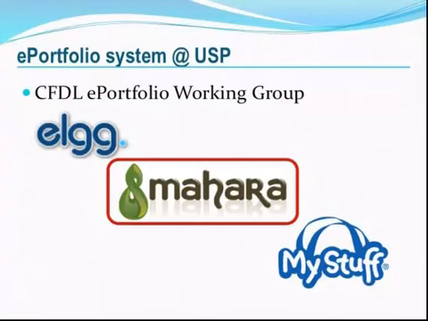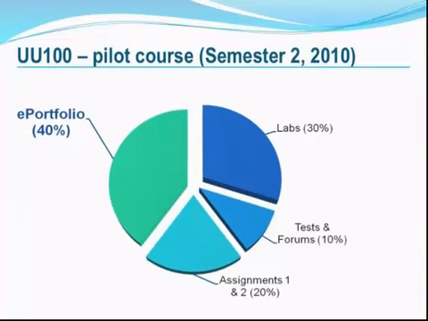The UU100 is a generic compulsory undergraduate course which looks at information, communication, and literacy. It was the first time being offered at USP, and ePortfolio was being used for the very first time, and it was the very first time that ePortfolio was actually being used for assessment purposes at USP. If you look at it, this was the entire assessment breakdown of the UU100 course in semester 2, 2010. And ePortfolio contributed the major chunk of the assessment, which was 40%.